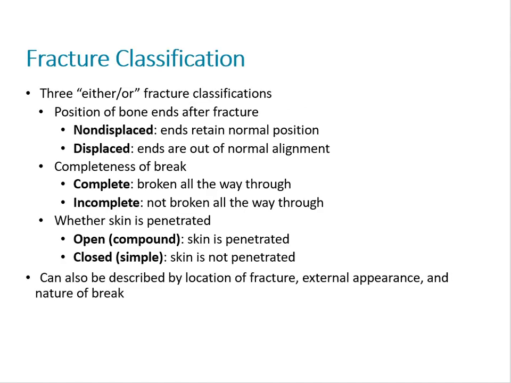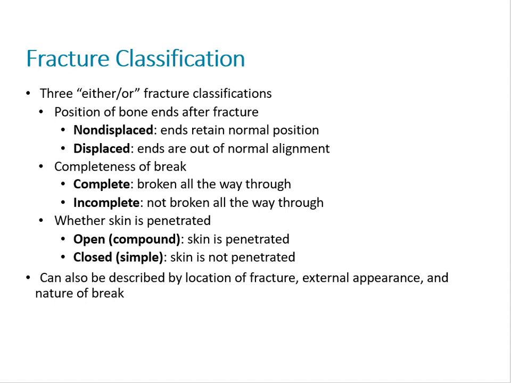For example, we can look at the position of the bone ends after fracture. When bone ends are non-displaced, that means the ends retain the normal position. When bone ends are displaced, that means the ends are out of normal alignment. There's also completeness of the break. When they're complete, it's broken all the way through. Incomplete, not broken all the way through.